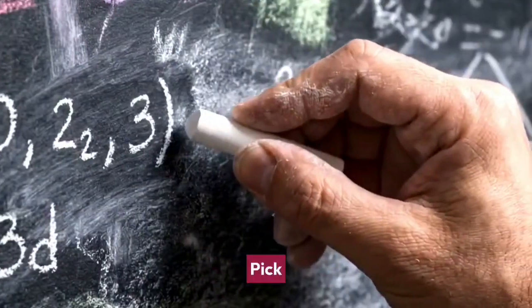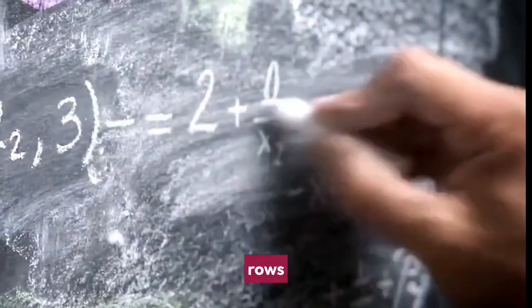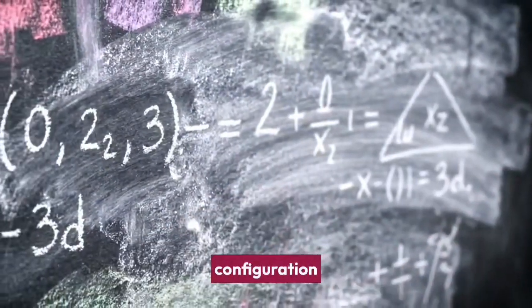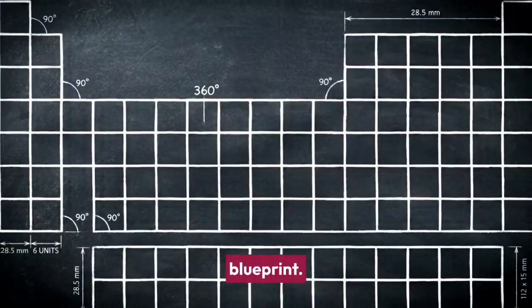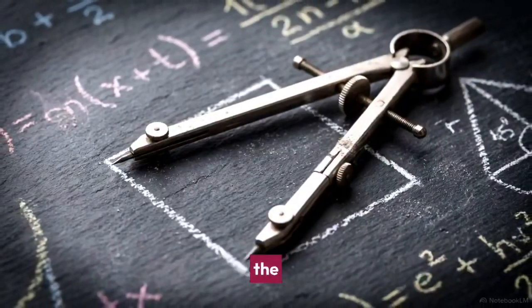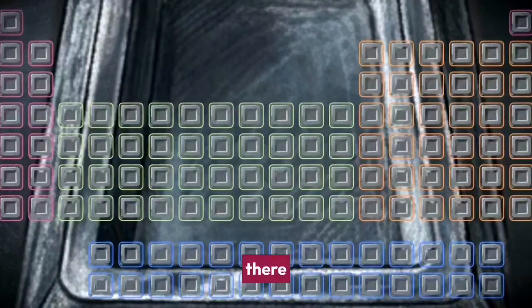Try it yourself. Pick a random massive element from the bottom rows and write out its complete configuration using only your subtraction rules. The periodic table is a functional blueprint. Once you know how to read the grid, the configuration of every atom is right there in front of you.